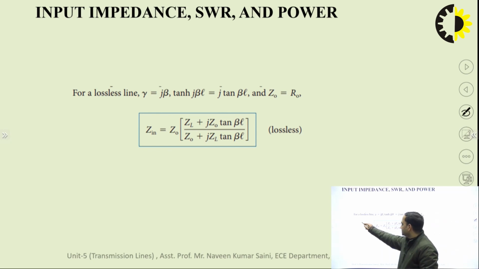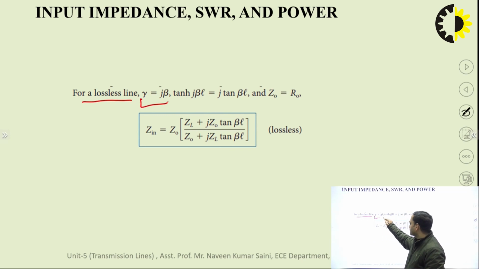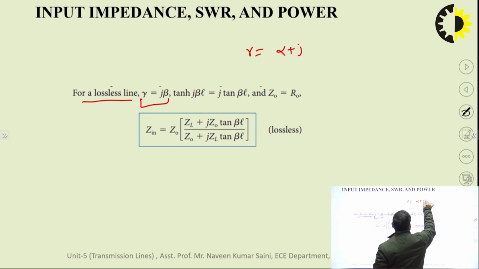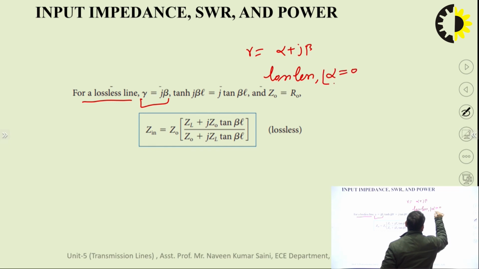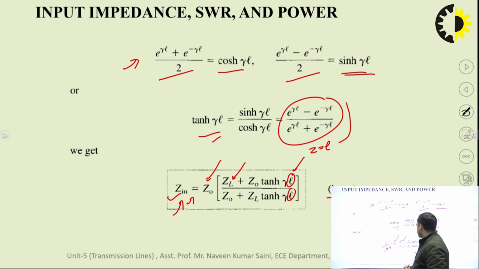For the lossless case, we had derived the propagation constant gamma, that is equal to alpha plus J beta, and in the lossless case, alpha is equal to 0. So gamma is equal to J into beta. In the previous equation, simply in place of gamma we can put J beta. This is the case for the lossless.